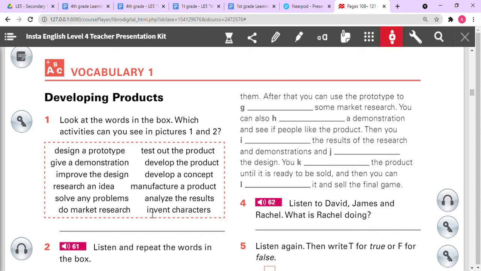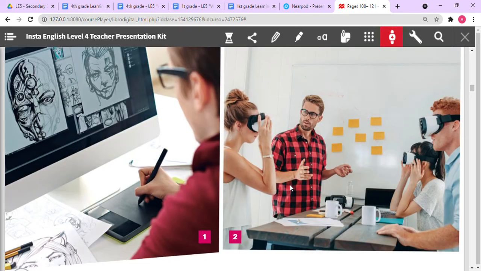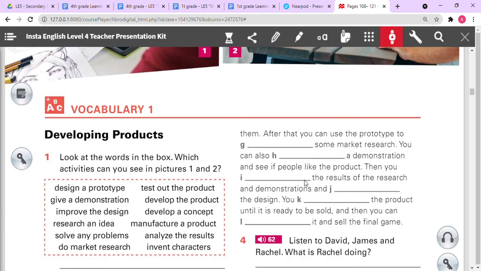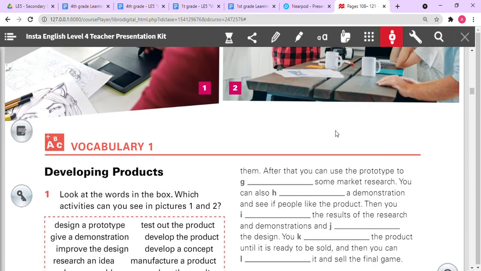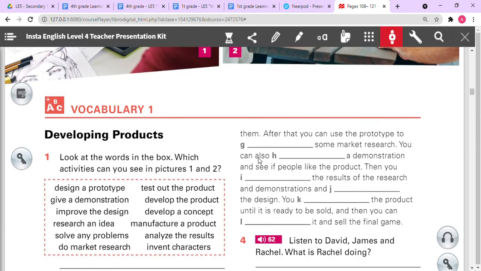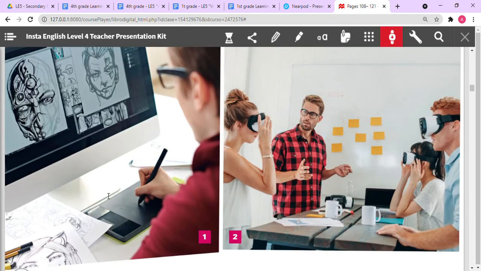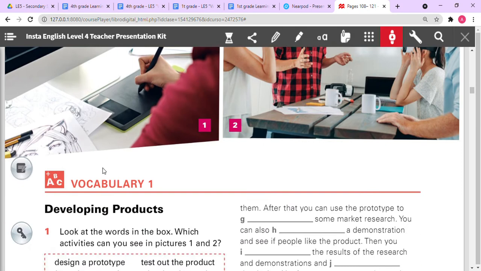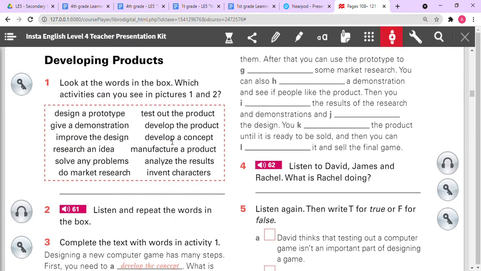Now let's see. Which activities can you see in picture number 1 and picture number 2? In picture number 1 could be invent characters. Yeah, it's a possibility. And in picture number 2, test out the product. It's a possibility. Could be give a demonstration for number 2. Design a prototype in number 1, yes, because he's designing.